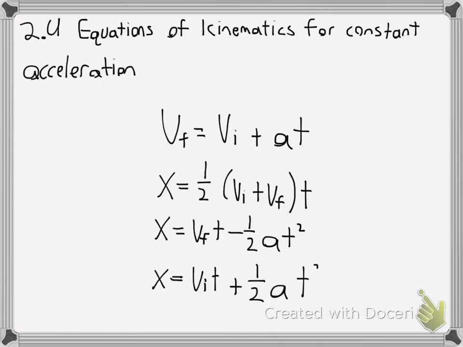Our fourth equation tells us that our displacement is equal to our initial velocity times our time plus 1/2 of our acceleration times our time squared. And our last kinematic equation tells us that our final velocity squared is equal to our initial velocity squared plus 2 times our acceleration times our displacement.